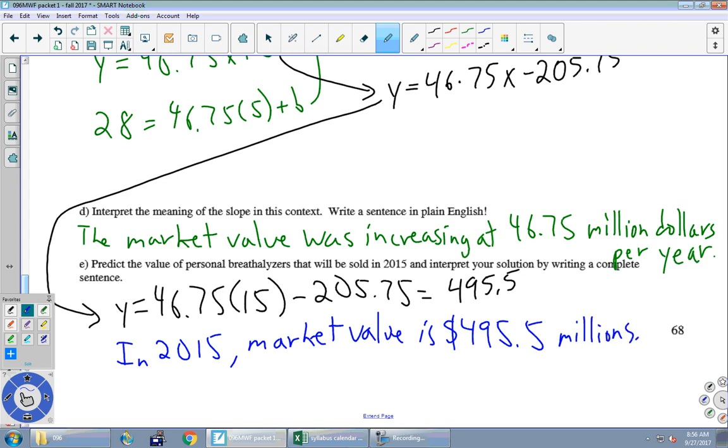That's a full credit sentence. In 2015, market value is 495.5 million. Truth be told, that's just an estimate. I don't know what the market value was in 2015. According to our line, it was going to be 495.5. I don't need you to say that, but I'm just sort of putting it out there. The sentence looks like we have more certainty than we actually do. Yeah, I think that's good. Any questions on that?